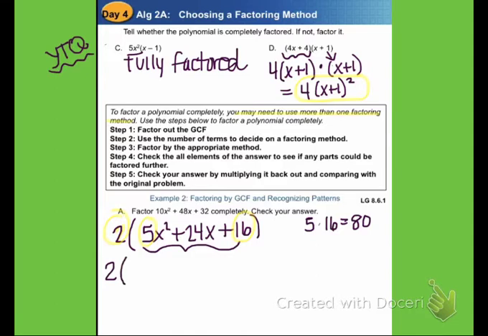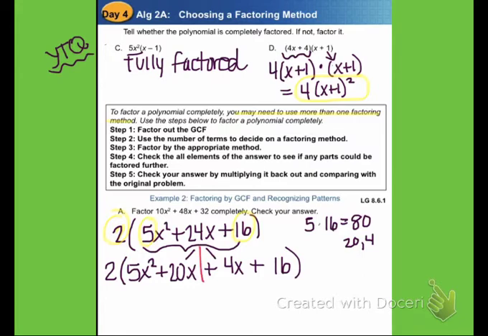And I'm thinking of 20 and 4. They multiply to 80, and they add to 24, so that would work. So I keep my first and my last terms exactly the same, and I split that middle term into a 20x and a 4x, and again, either one can come first.